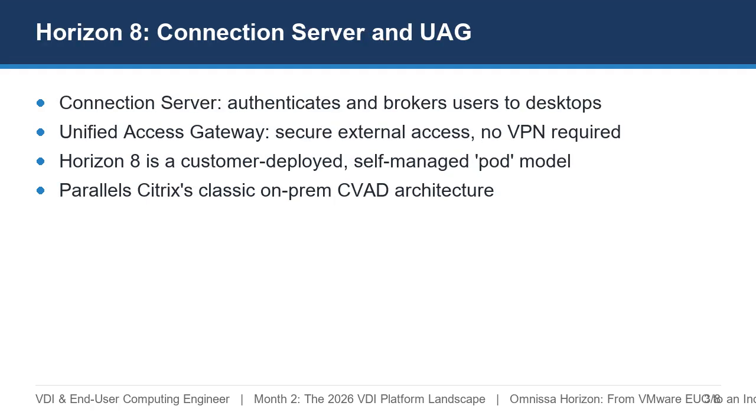Horizon 8 is the on-premises capable pod architecture you deploy and run yourself. Connection Server authenticates users and brokers them to their entitled desktop or app pool. Unified Access Gateway, or UAG, is the secure external access point, removing the need for a traditional VPN. This customer-managed model parallels Citrix's classic on-prem CVAD architecture we covered in the last lesson.